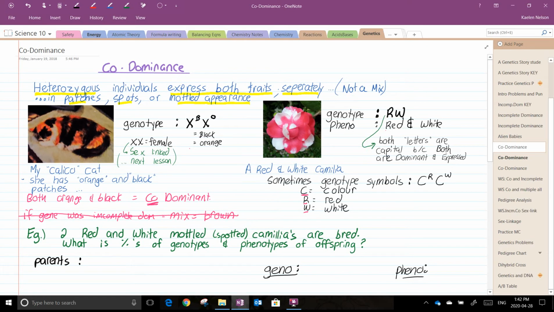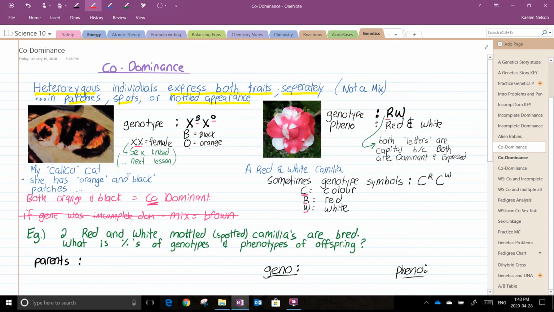Her gene notation, XX, stands for female, which is sex linkage, and that is in a next lesson. But the B and the O stand for black and orange, and they're both capital letters because they are both dominant. Our second example is a red and white camellia.